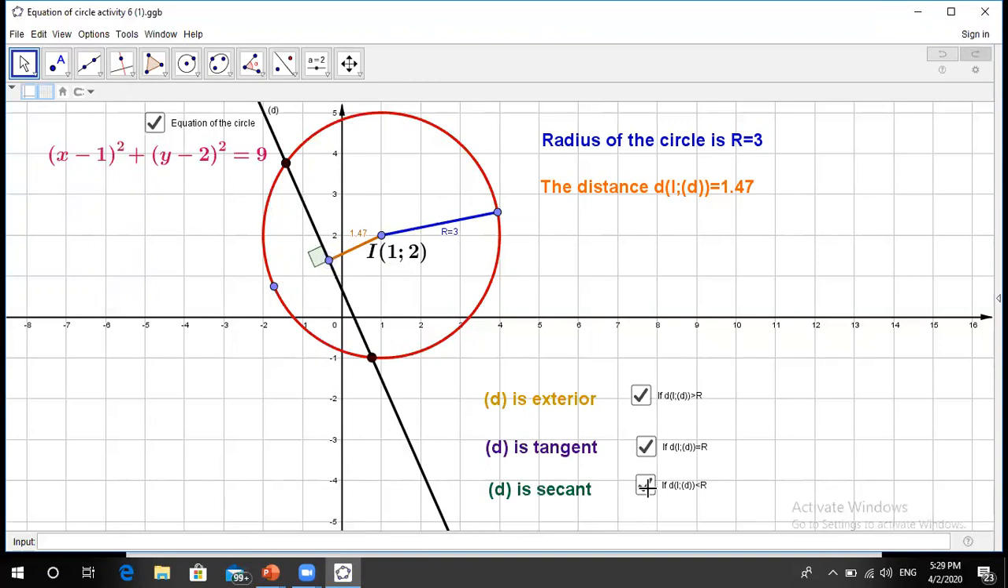So whenever we study the intersection or the relative position of a line and a circle, you can expect 2 points of intersection. This is the case where the line is secant. Or you can expect 1 point of intersection. This is the case where the line is tangent. And finally, you can expect no points of intersection. This is the case where the line is not hitting the circle at all. It's exterior to the circle.